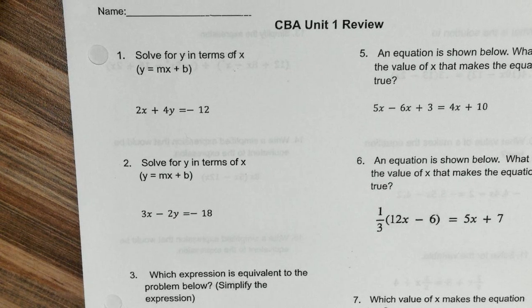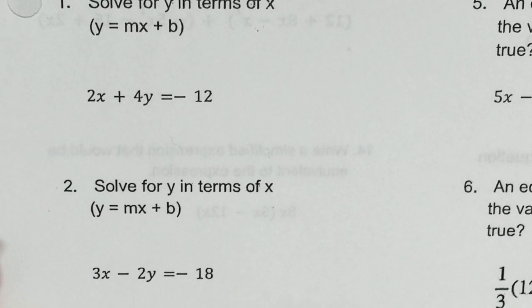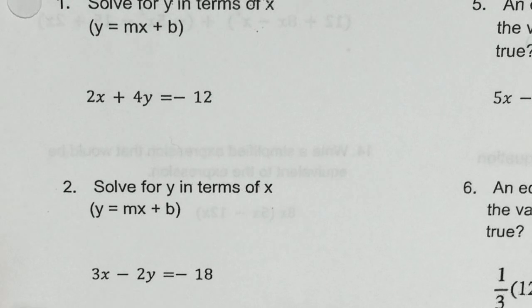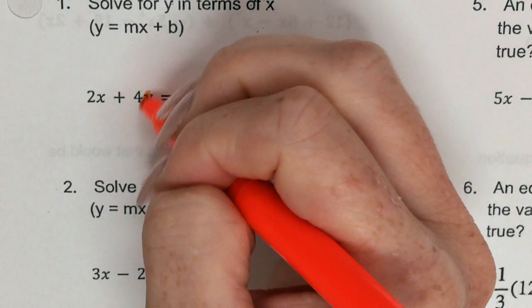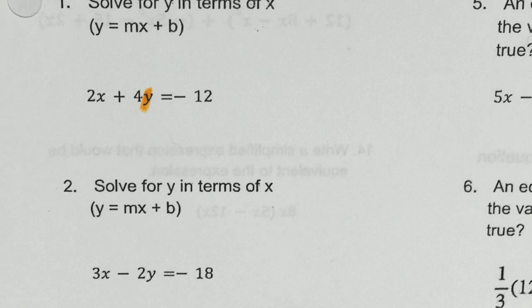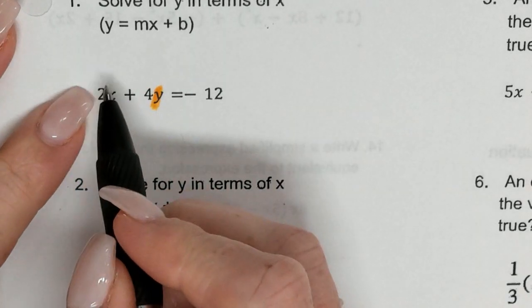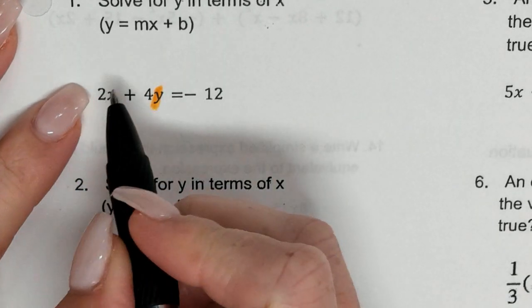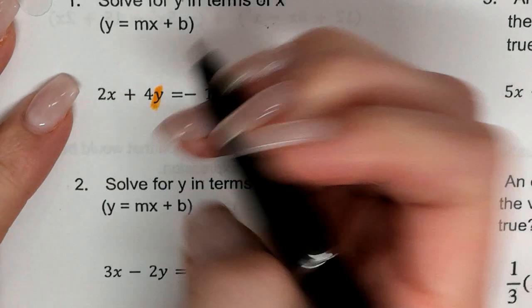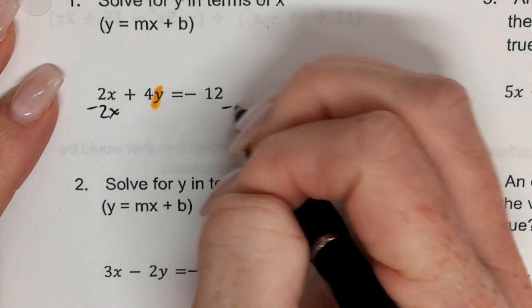Okay, so on number 1, you're solving for y. Remember the strategies that I taught you. Highlight what you're solving for. So the first thing I need to do is move the 2x to the right, and I want to move the entire 2x, so I'm going to subtract.